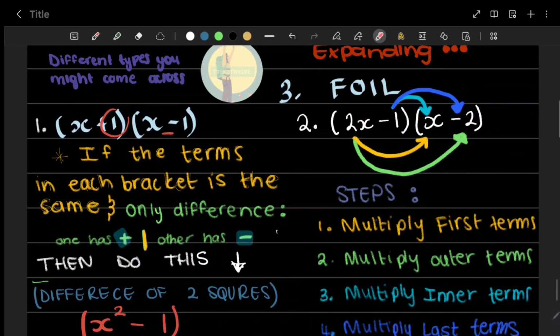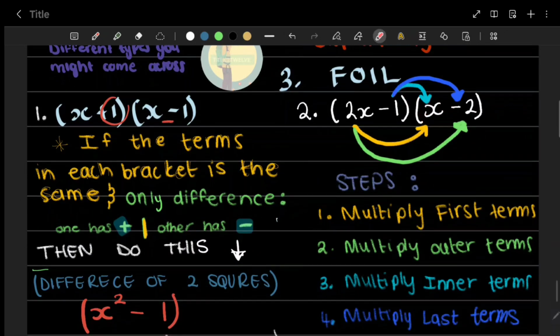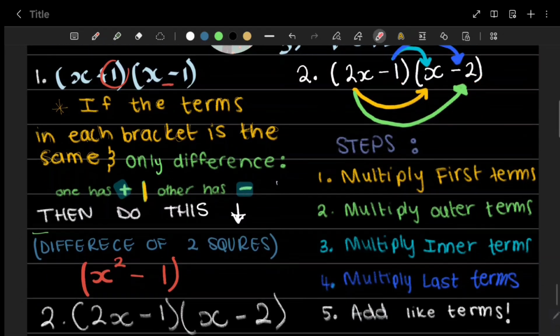Then multiply the inner terms. In the first bracket, minus 1 is one of the inner terms. In the second bracket, it's x. So you are going to multiply these two. Fourth step, multiply the last terms of both the brackets. So it's minus 1 multiplied with minus 2. Now let's do that practically.